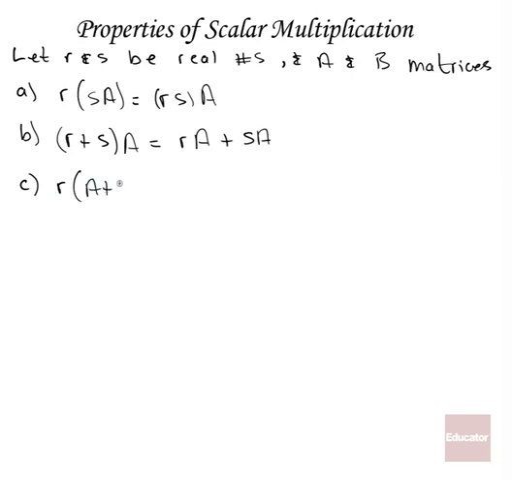R times A plus B. If I add two matrices together and then multiply by a scalar, same thing. RA plus RB. The scalar distributes over both matrices.